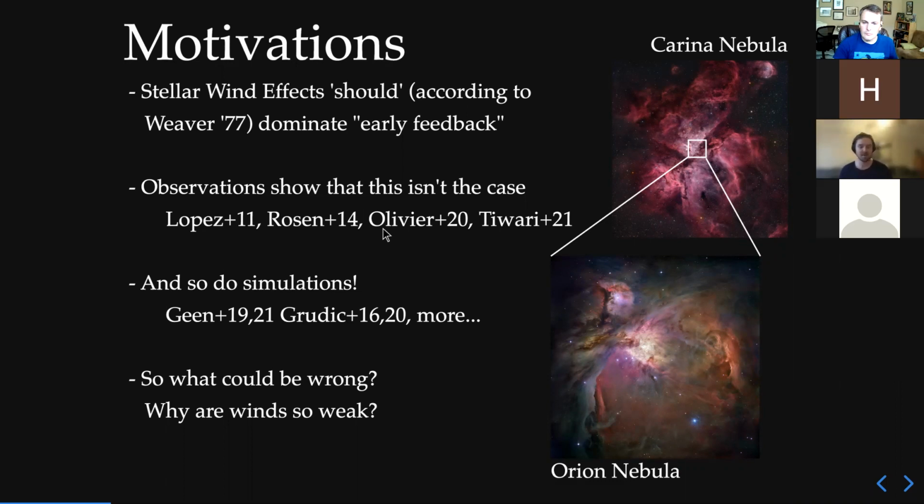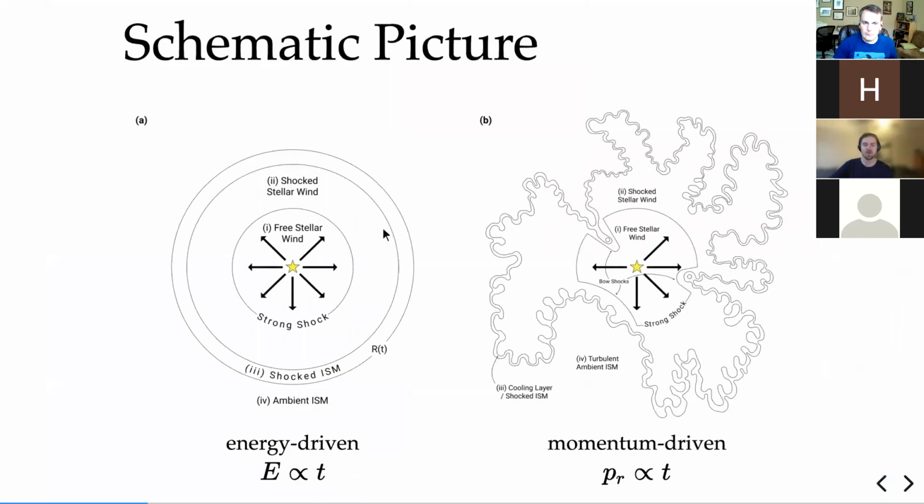So the purpose of my work is to say, what could be wrong? Why are winds so weak? The basic idea, what I'm outlining on the left here is the classical Weaver model. And on the right here is what I'm outlining is our change to that model.